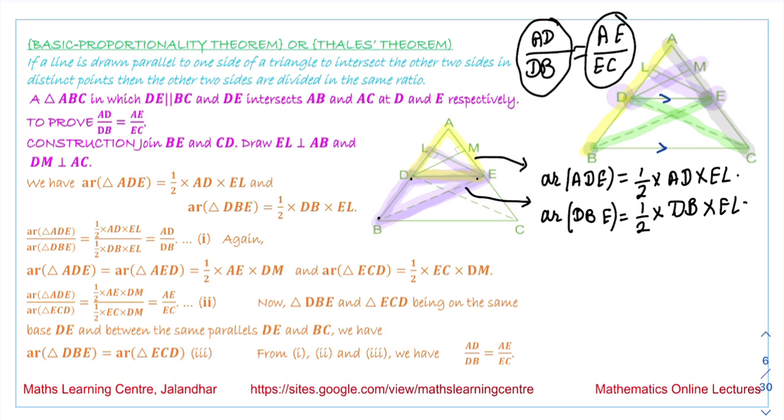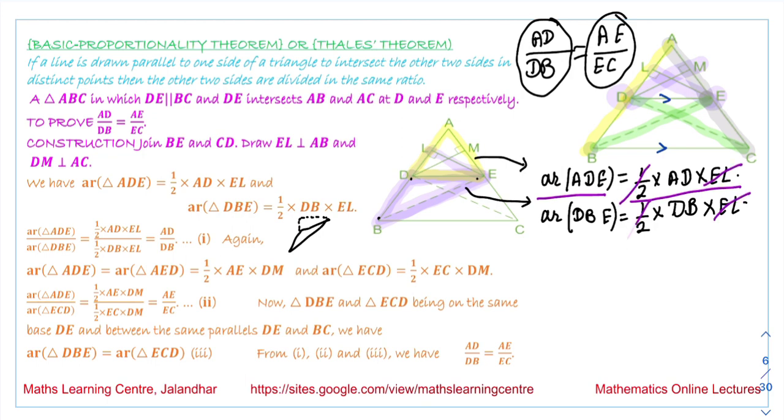If we extend this triangle on this side, here I'm drawing this triangle again. We have the triangle in this form, so the height of the triangle will be on this side. Now if we divide both of these, what we get is that this EL and EL get cancelled.